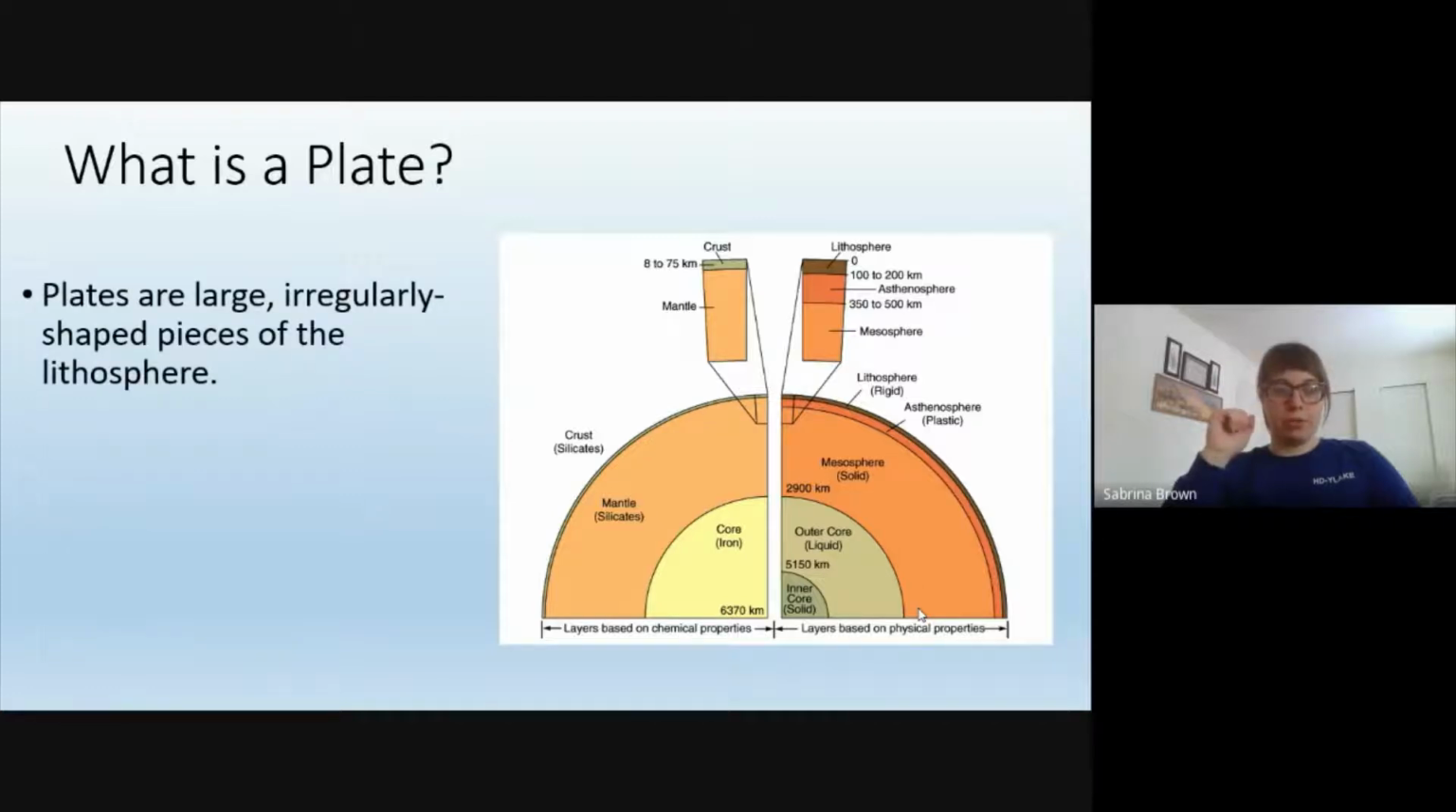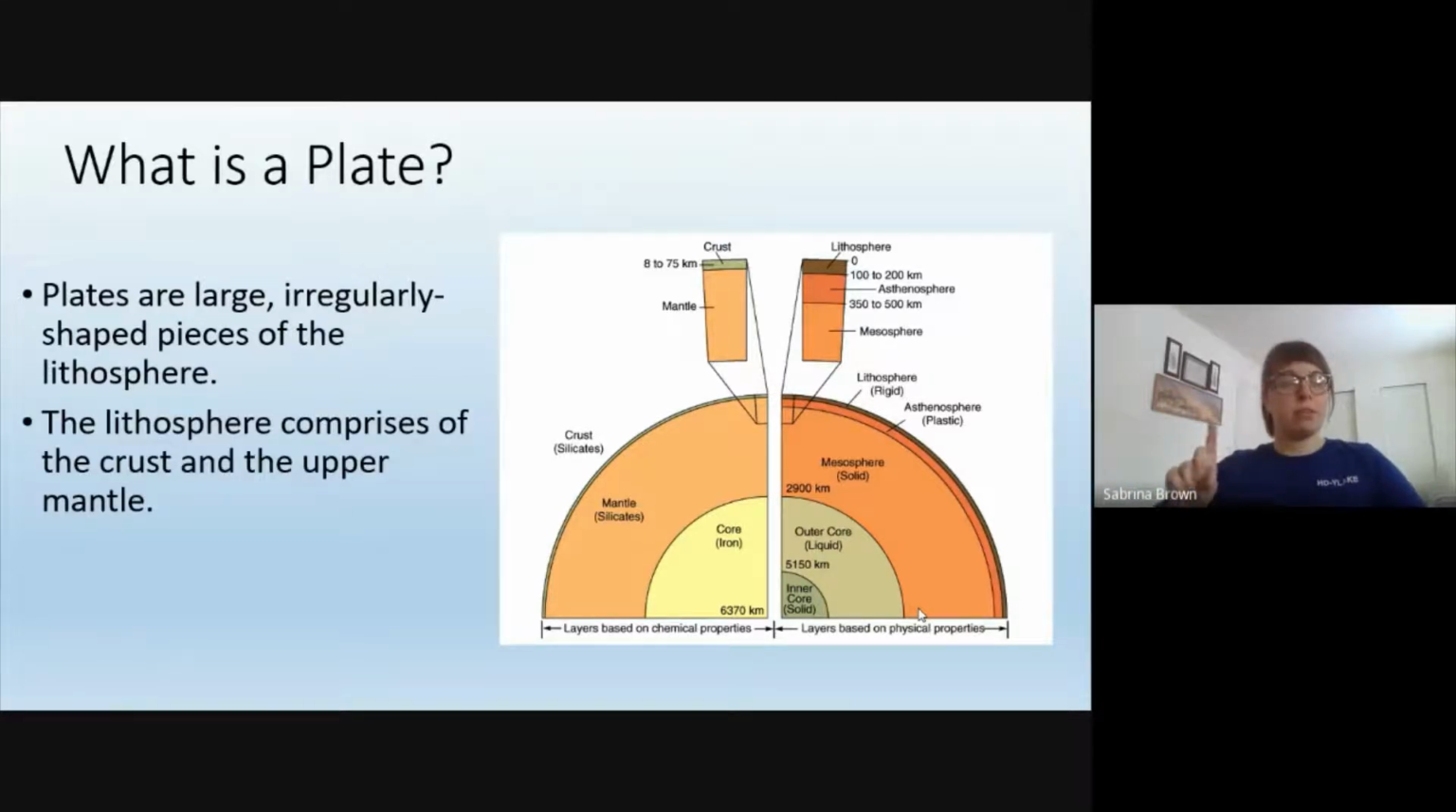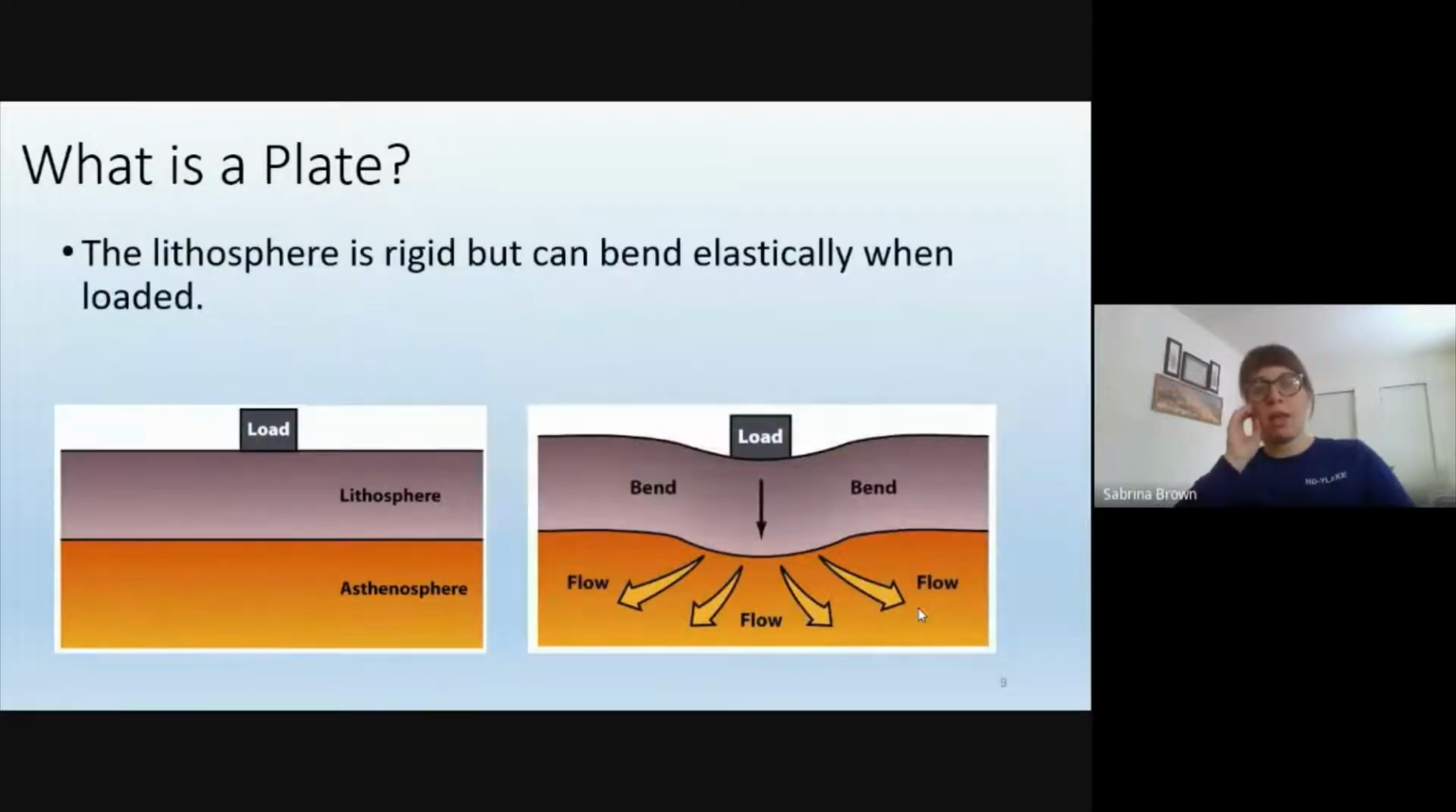So what is a plate? Plates are the large, irregularly shaped pieces of the lithosphere. We have about 12 main plates and then some smaller plates as well. And remember that the lithosphere makes up the crust and the upper mantle, and that the lithosphere rides over top of the asthenosphere. Remember, the asthenosphere is the part of the mantle that is a little bit plasticky. It's a little bit melty. It's not a liquid, but it's a little melty.